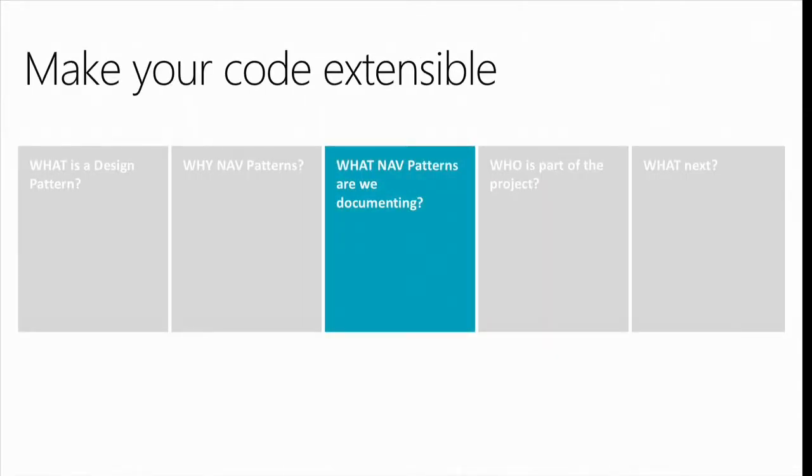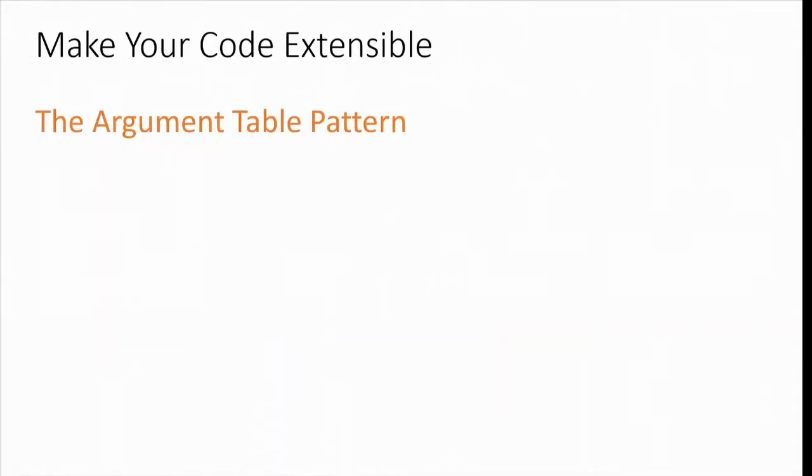Okay, so let's get to the patterns. Pattern number 1 for extensibility is called the argument table. Yesterday, at the end of the PRS session, somebody asked, knowing that we cannot do function overloads in NAV, how do we solve these needs in a nice and elegant way? There's a pattern for that. It's called the argument table. It does a bit more, but incidentally, it also partially solves this problem.